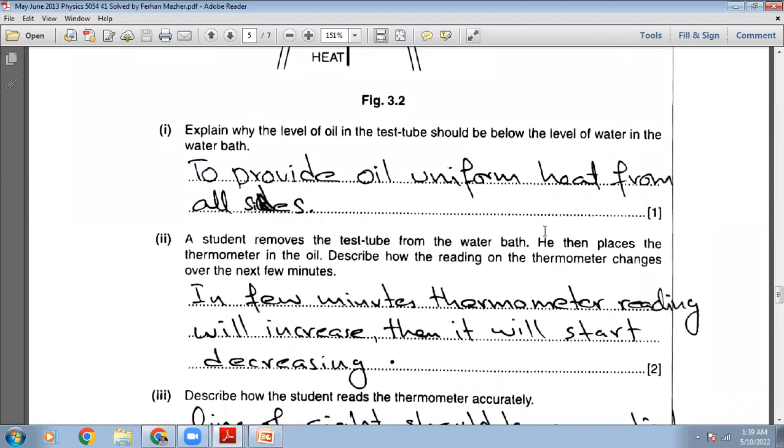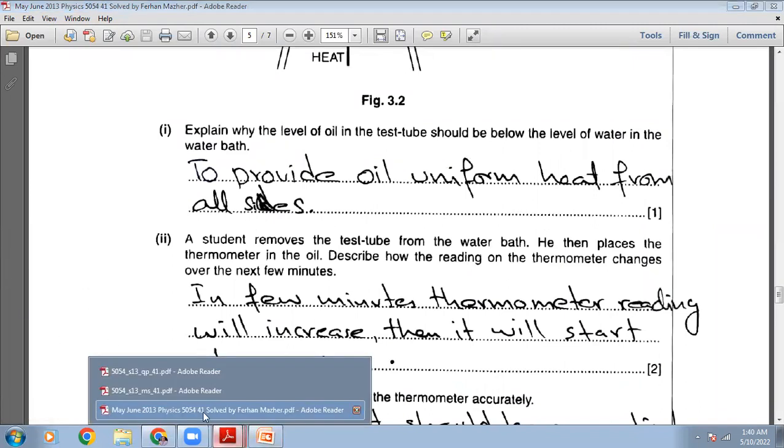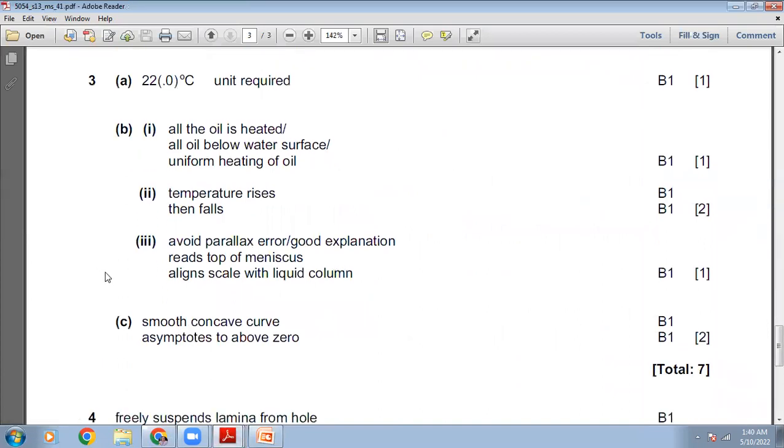To provide the oil uniform heat from all sides. This is my answer. So let's have a look at the marking scheme. All the oil is heated, all the oil below water surface, uniform heating of the oil.